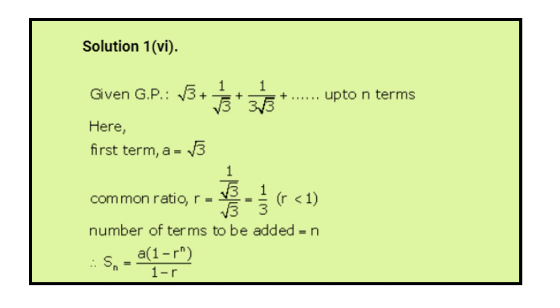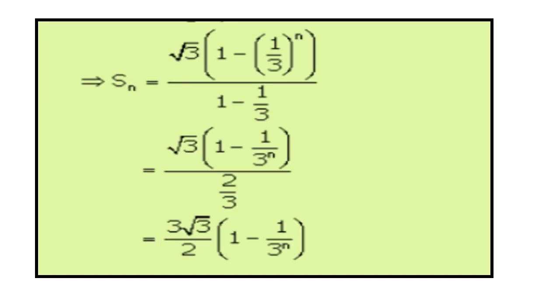The absolute value of 1 by 3 is 1 by 3, which is less than 1. So as it is less than 1, consider the formula of case 2, Sn is equal to a into 1 minus r to the power of n by 1 minus r. Put the values and find the value of the sum of n terms.